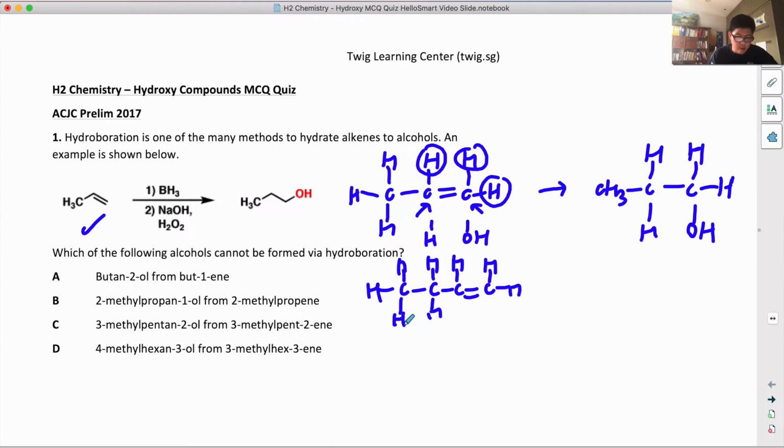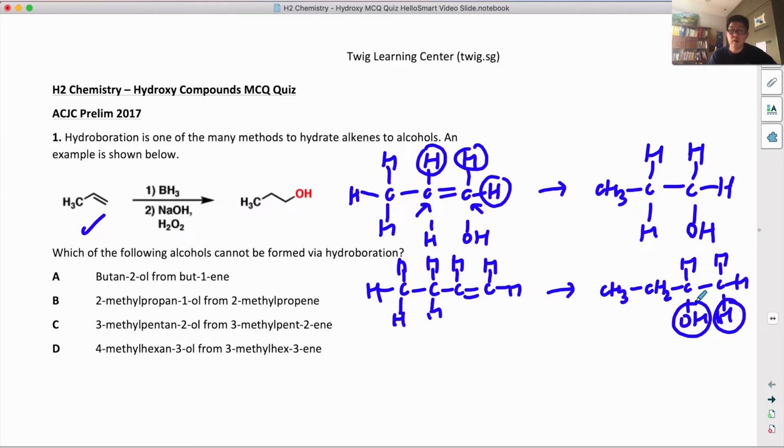And eventually you get butan-2-ol, which is CH3, CH2. Butan-2-ol means the OH here, and the H over here. So you put the H here and the OH over here. Looking at this structure, this is following Markovnikov's rule, but this mechanism is anti-Markovnikov's rule, so it's just opposite, which means A is wrong. You cannot form it this way because it follows Markovnikov's rule.